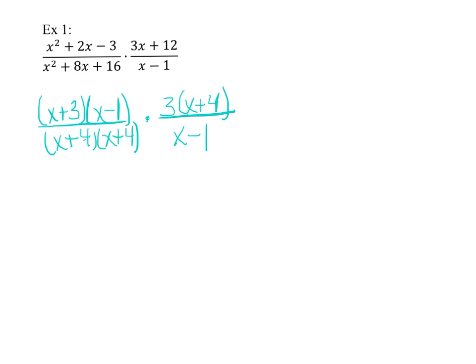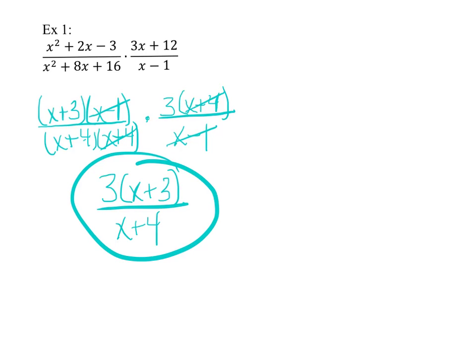So if you want, notice I have an x plus 4 on the bottom and the top, so I could go ahead and cancel that out, as well as the x minus 1, so I'm going to cancel those two terms out. Now if I go ahead and multiply the numerators together, what I have left, I'm going to get 3 times x plus 3, and then on the bottom I just have x plus 4. And this would be our final answer. Now there's no need to distribute the 3 in. We always want to leave our answer in factored form.